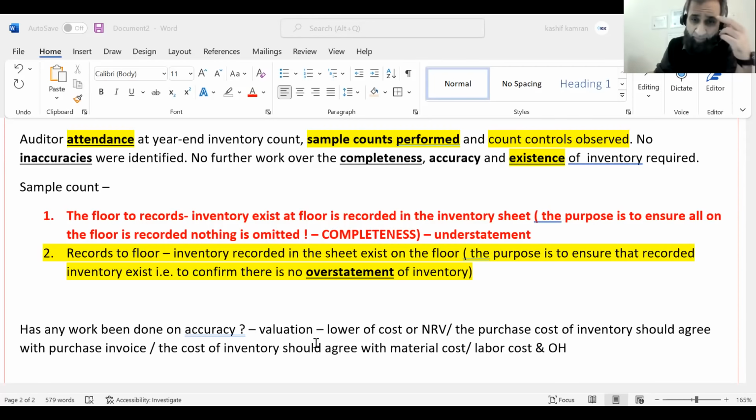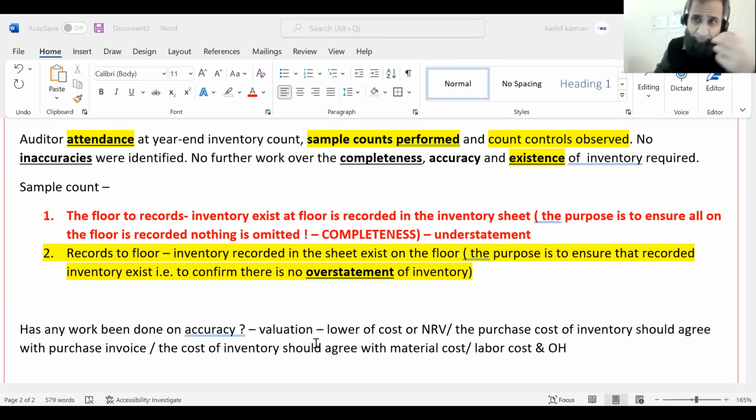I'm not getting any replies from you. So has the auditor done something on accuracy? No. So is that inconsistent? Is that a comment on inconsistency that no work has been performed on accuracy? Only work performed is on existence and completeness. No work has been performed on accuracy.